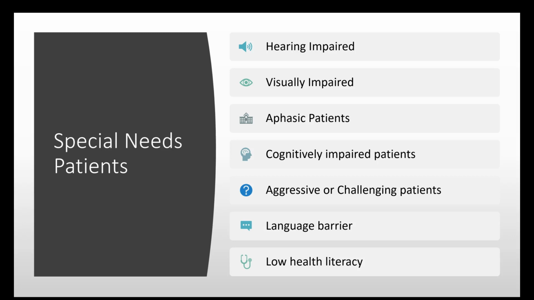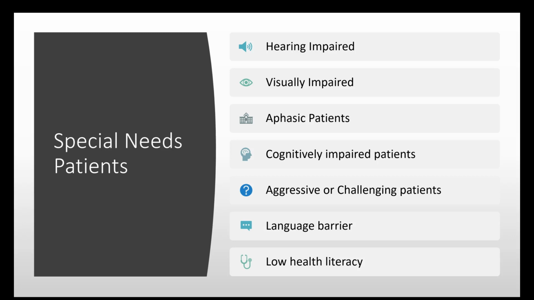Our aggressive or challenging patients, that's always a great opportunity to say, you know what, I'm sorry, I'll come back when you've calmed down a little bit, and that's totally okay. Our challenging patients, we just have to find a little bit of patience and work through them, okay?